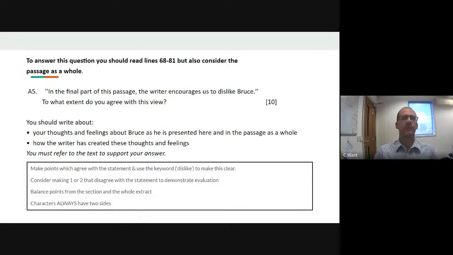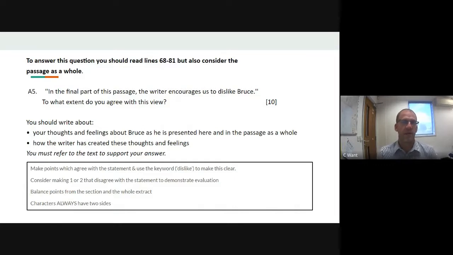So the last question. Note this. To answer this question, you should read lines 68 to 81, but also consider the passage as a whole. So there will be evidence in that section, 68 to 81, but here you're going to write about the whole section. And then I give you a statement. In the final part of this passage, the writer encourages us to dislike Bruce. To what extent do you agree with this view?